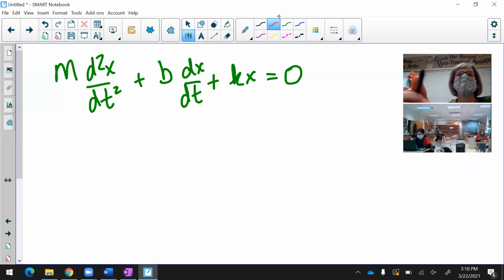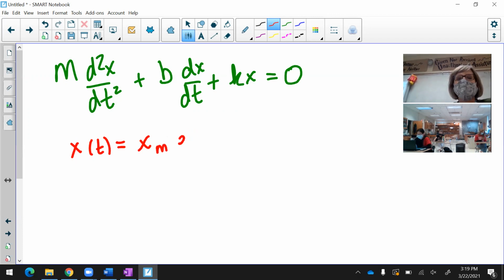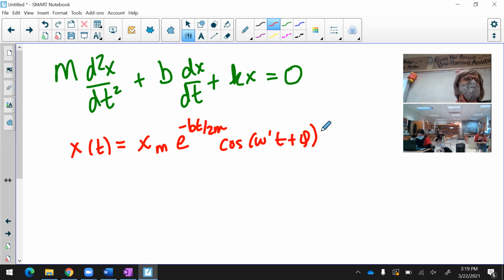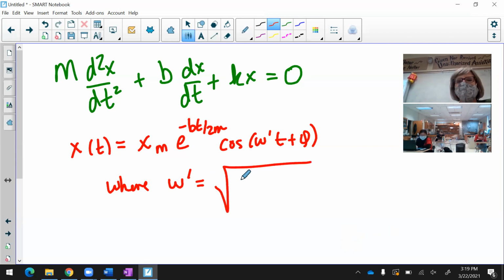And I'm going to tell you that the solution is x of t equal to x_m e to the negative bt over 2m times cosine of omega prime t plus phi, where omega prime is equal to the square root of k over m minus b squared over 4m squared.